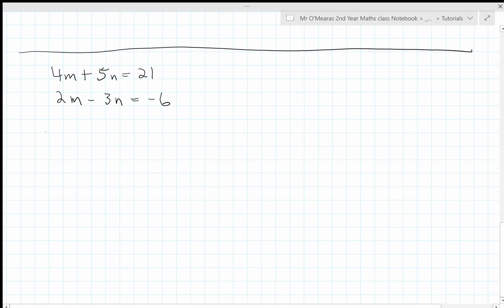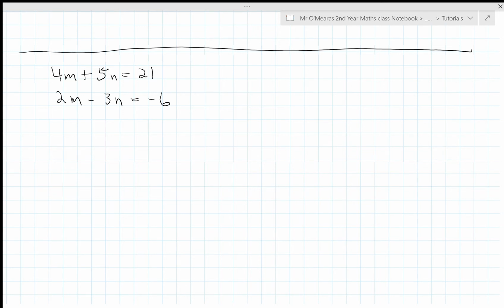So we'll go with the elimination method. The elimination method basically is where you eliminate one of the variables. That's your whole objective at the start. So we evaluate whether we're going to try and eliminate the m's or the n's. Which one would be the easiest to eliminate?